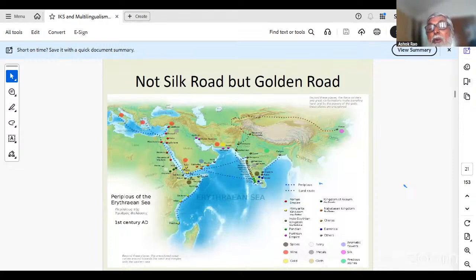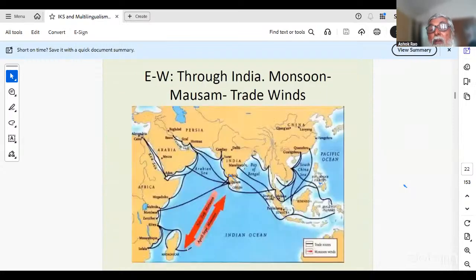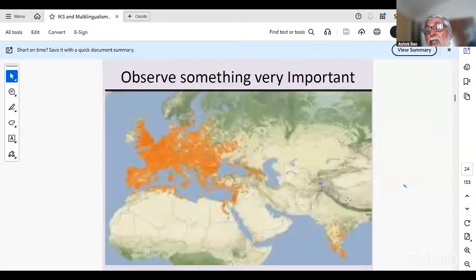All the trade would happen bringing gold, taking back goods. So India had a tremendous amount of gold coming. And we were really rich.